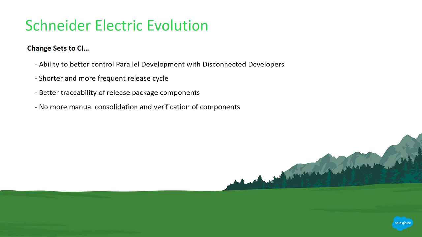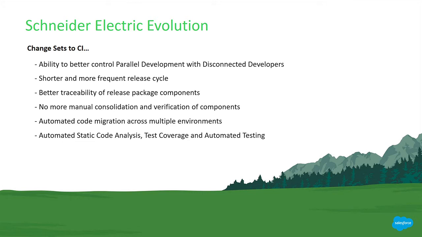Also, when we started 7 years ago, we had a very long release cycle: three releases a year, each spanning 4 months. That was okay initially, but as we got more users and more projects onboarded, the need for a faster, shorter release cycle became more and more important. We also wanted better traceability of our release package.